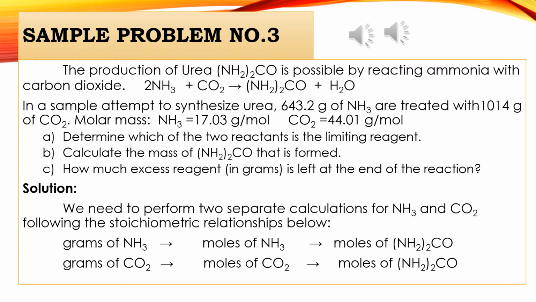We need to calculate the mass of urea that is formed, and we need to determine how much excess reagent in grams is left at the end of the reaction. To solve for letter A, we need to perform two separate calculations for ammonia and carbon dioxide following the stoichiometric relationships below. So the grams of ammonia or carbon dioxide must be converted into their respective moles, and then their respective moles must be converted into moles of urea.